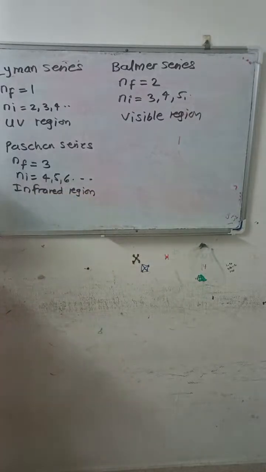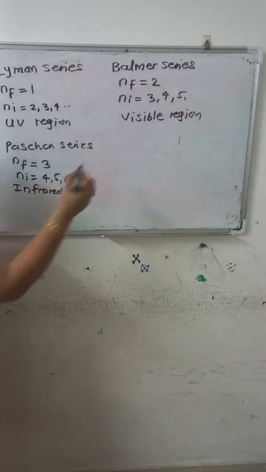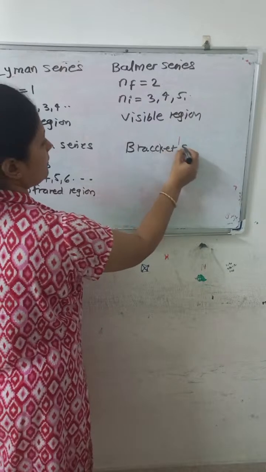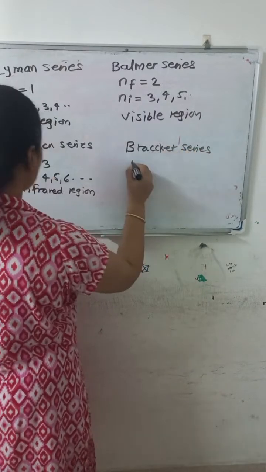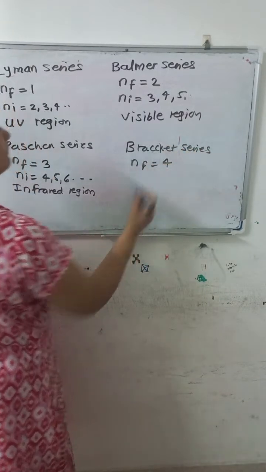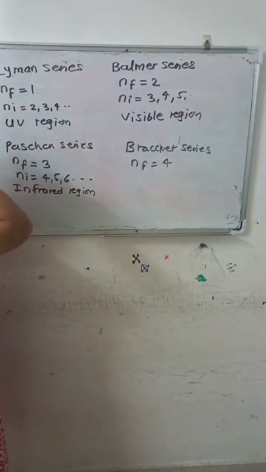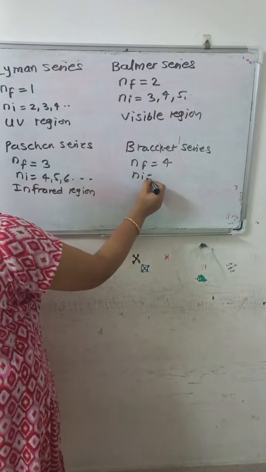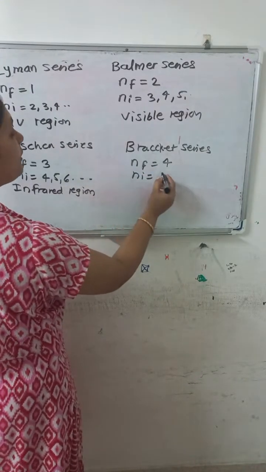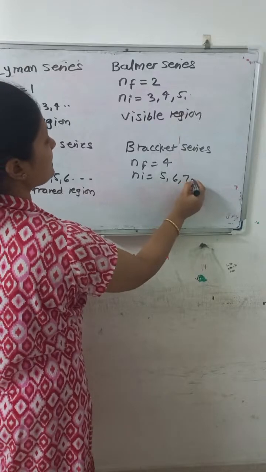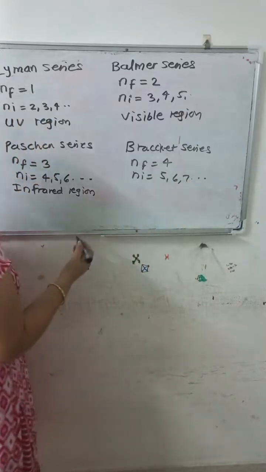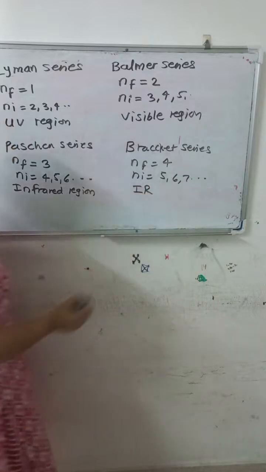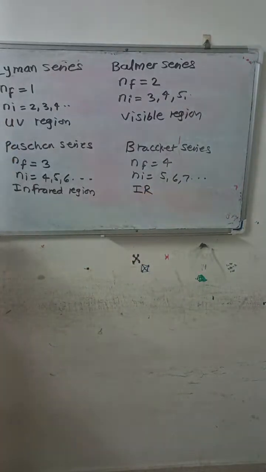Understood? Then next is your Brackett series. So in the Brackett series, n final is nothing but what? 4. That means the electron jumps from infinite to 4, or it can come from 5, 6, 7 and so on up to infinite. And it also always lies in the infrared region.